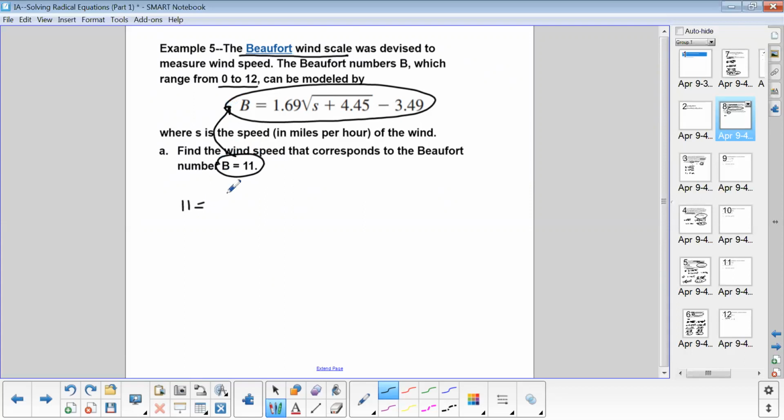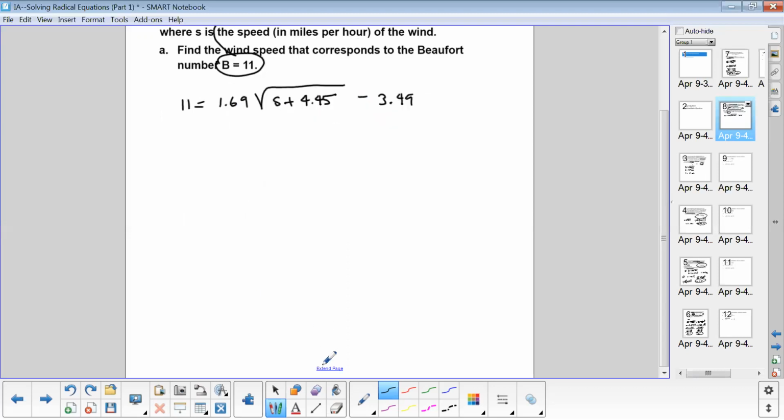So what we're going to have is 11 equals 1 69/100 times the square root of S plus 4 45/100, minus 3 49/100. Notice this 3 49/100 is not under the radical. So since it's not, it doesn't have to be squared at any point. Notice that the understood index here, the understood root, is 2, so we know that we're going to square both sides at some point. So this is very similar. I'm going to write it and then I'm going to erase it, but this would be very similar if you had something like this.